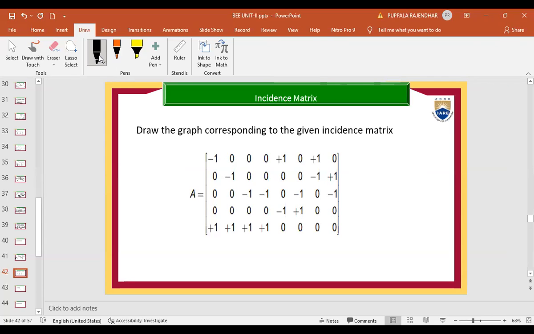I will show you the answer. How many of you finished this problem? Okay, give your attendance.